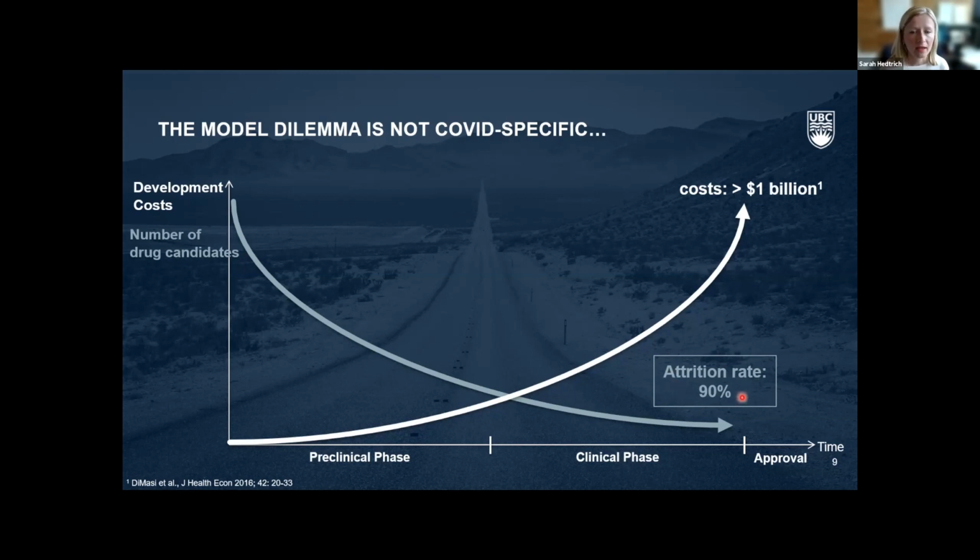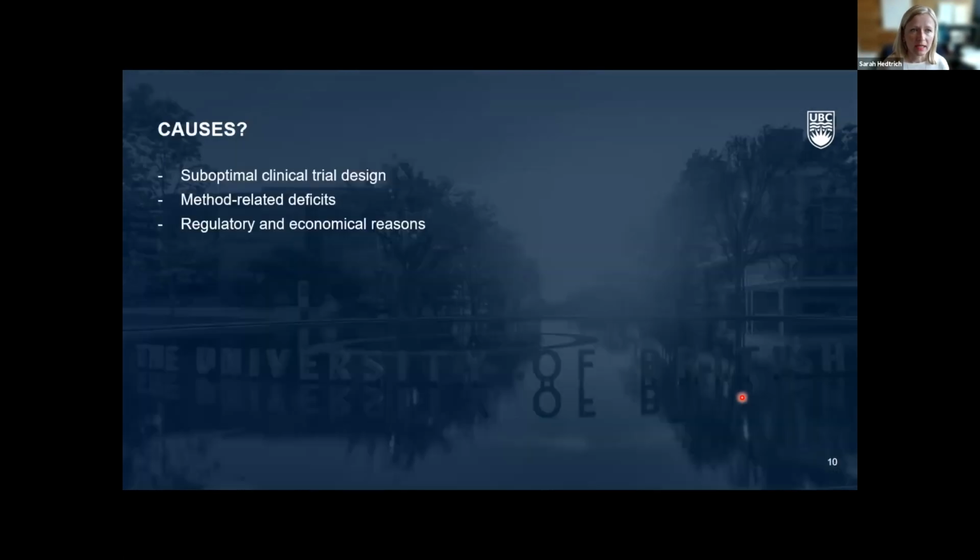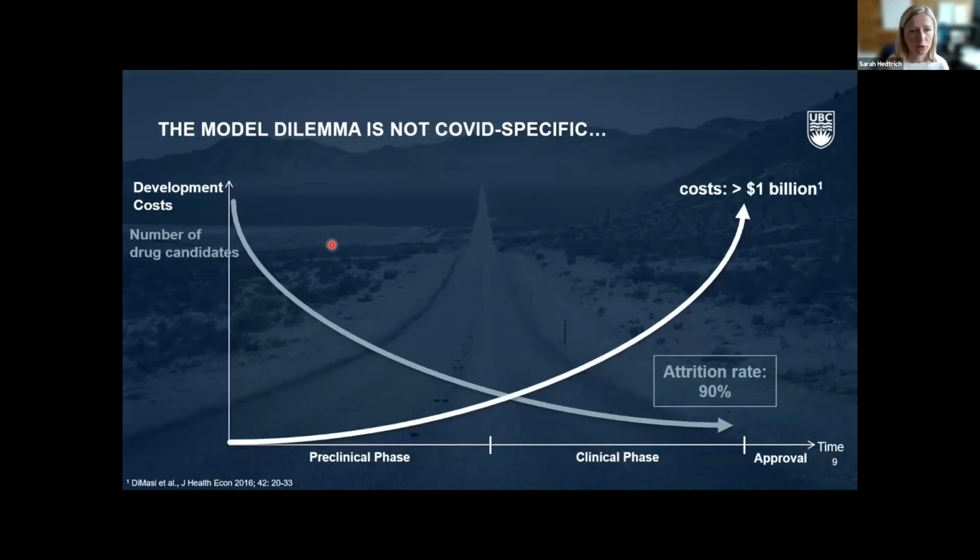But the drug attrition rate has been that high for decades, to be fair. There are a couple of reasons for that, and it's not all about the animal models and the model dilemma I'm alluding to, but it is definitely one reason. As I said, there are a couple of reasons. There are certain caveats in the clinical trial design. There are method-related deficits, and what I mean with that is really the preclinical models. I will discuss that in more detail in a few seconds. But there are often also regulatory and economical reasons for this high drug attrition rate through the drug development process.